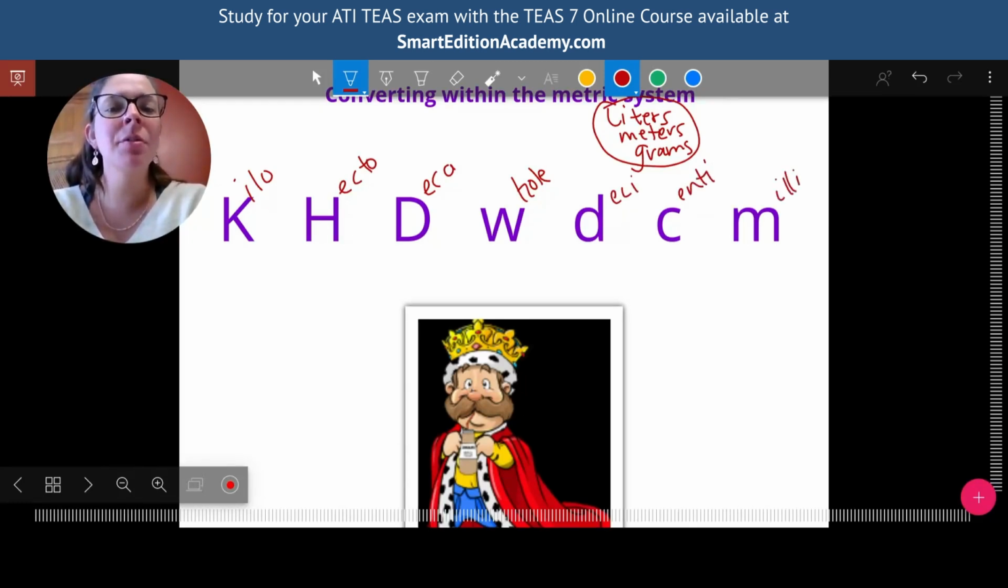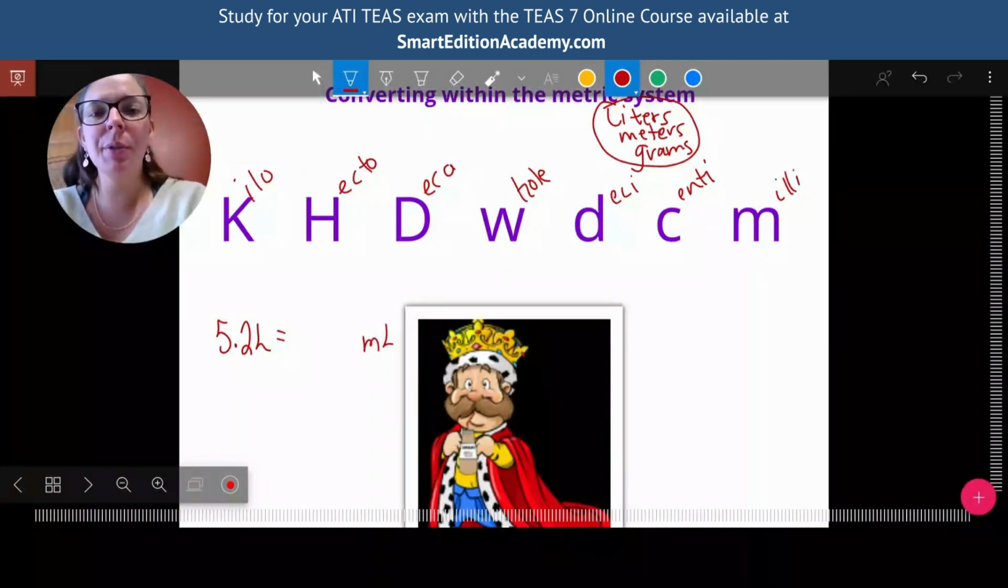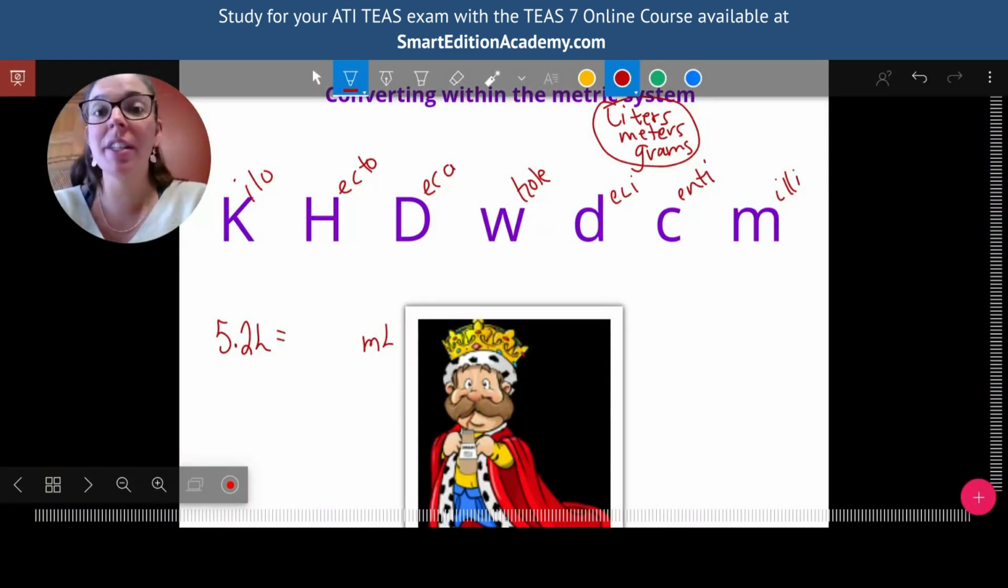So how do I use this? Well, this mnemonic allows me to move the decimal place of a number. So let's say, for example, I just wanted to take 5.2 liters, and I want to turn it into milliliters. What I do with this mnemonic, because I can just write this down on my paper really quick: King Henry died while drinking chocolate milk. Okay, let me write down those letters.